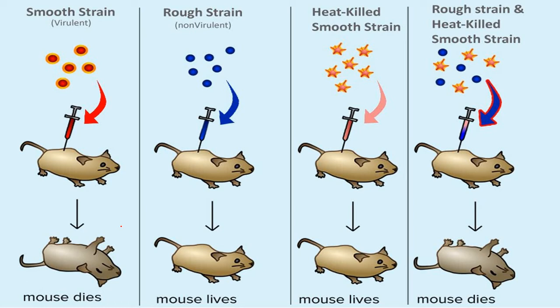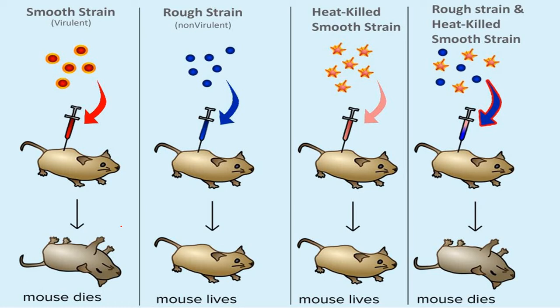Griffith performed the experiments on mice with the pneumonia disease-causing, what? You know this, I have just said, the pneumococcus bacterium known as Streptococcus pneumoniae. Normally, the bacterial cell is covered by a cell wall made of polysaccharide. Such bacteria form the smooth colony and are known as the smooth type or S type, and these bacteria can cause pneumonia disease and are harmful or virulent.